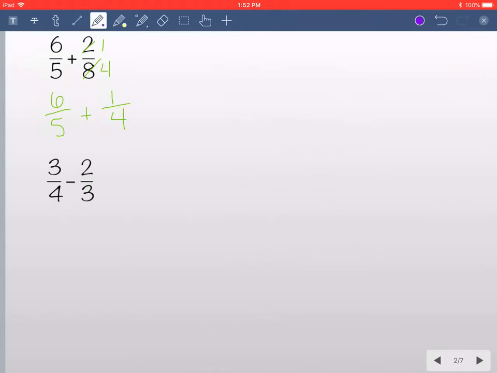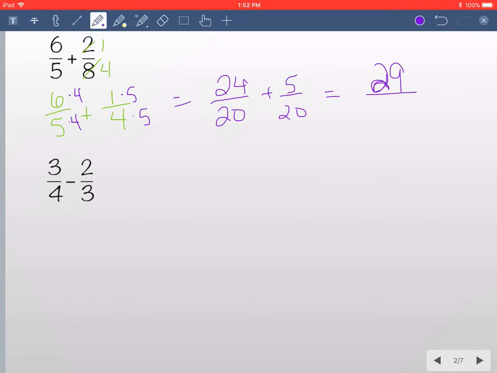So to get 20, I'm going to multiply 6 over 5 top and bottom by 4. And then 1 over 4 top and bottom by 5. So this becomes 24 over 20 plus 5 over 20, which when we add, we're going to add the numerators. So 24 plus 5 is 29. When we add and subtract fractions, the denominator stays the same. So it's going to be 29 over 20. And then you check and see, can you simplify? Are there any numbers that go into 29 and 20? Which there isn't, so we end up with 29/20.